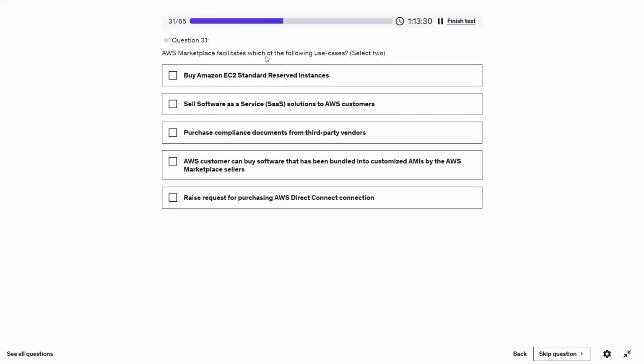AWS Marketplace facilitates which of the following use cases? Buy Amazon EC2 standard reserved instance, wrong. Sell, yes, we can buy and we can sell on the AWS Marketplace. So we can sell software as a service. Purchase compliance documents, wrong. AWS customers can buy software that has been bundled into a customized AMI, correct. Raise request, no.